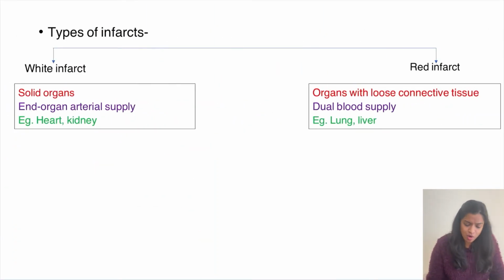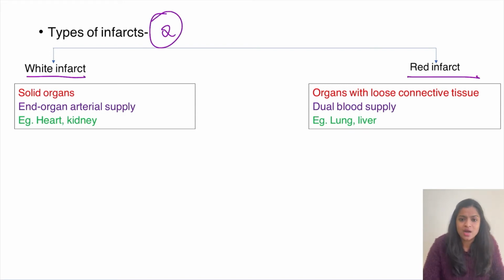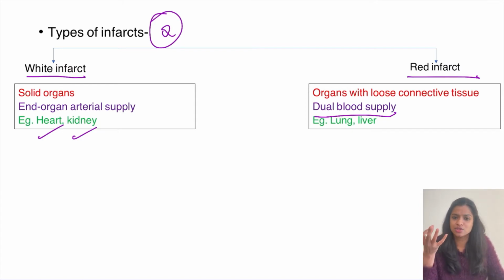So infarcts can be of two types. It could be either a white infarct or a red infarct. White infarct will happen in solid organs wherein there is a single blood supply, that is, end organ blood supply is present. So this happens characteristically in the heart and the kidney. Red infarct we can see in those organs which have loose connective tissue, so the organ is not quite compact, or in those organs in which there is a dual blood supply. The examples of which are lung and liver, both of which have a dual blood supply. So this can be asked as a question.